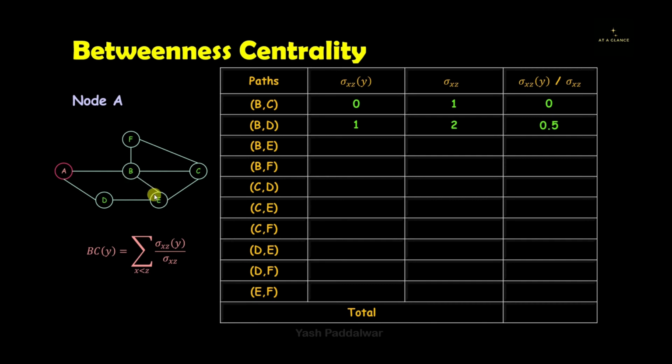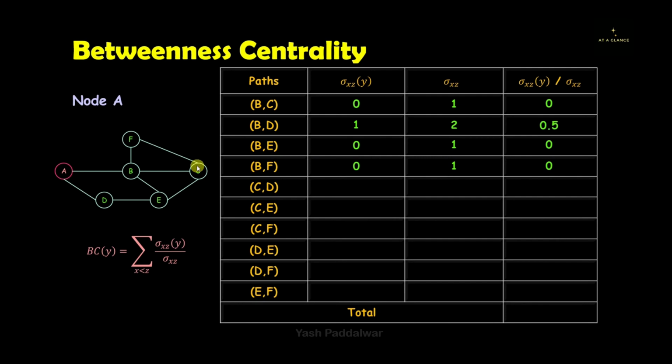You can see that BE is directly connected with an edge. So there is only one single shortest path, and in this shortest path there is no role of the node A. Hence we'll write 0. 0 divided by 1 is 0. So the next path is BF. Again BF is directly connected to each other and there is no role of A. Hence we'll write 1 in place of sigma xz and 0 in place of sigma xz of y. The division of these two values gives us 0.